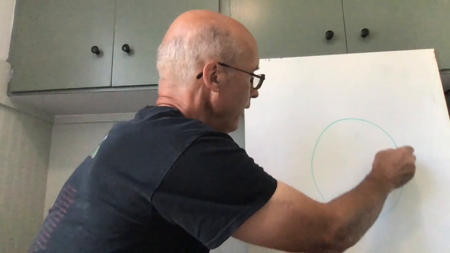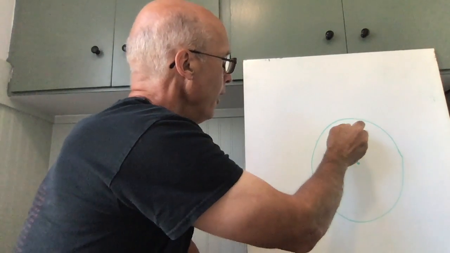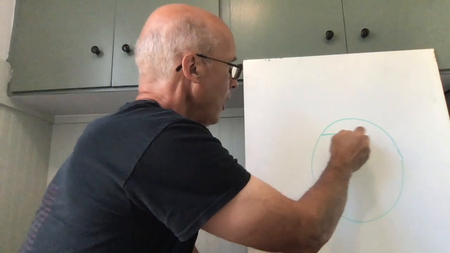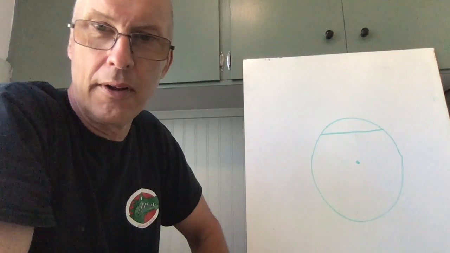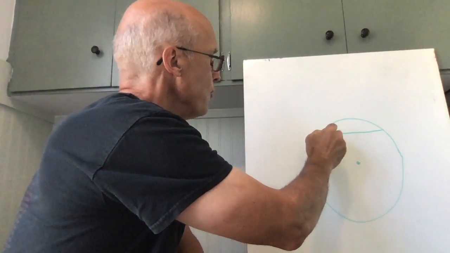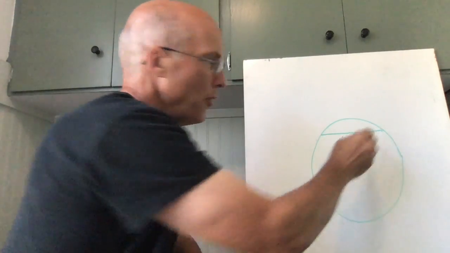Remember that here's the center of your circle. And if we draw from one edge of the circle to the other, that is called a chord. If you draw a chord, you make a minor arc and you make a major arc, right?